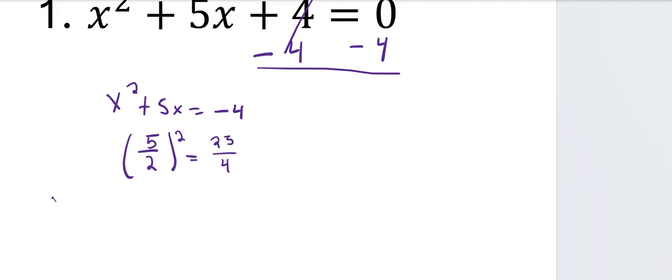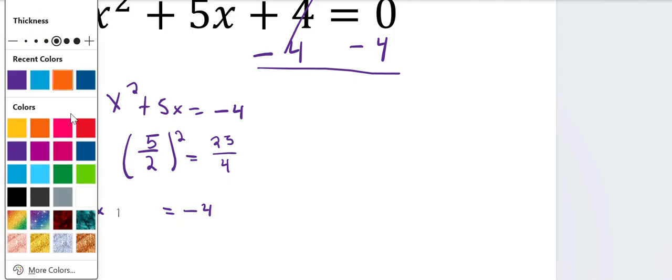So I have on the left x squared plus 5x and then I know I have -4. I'm going to use a different color so we know. Let's use orange.